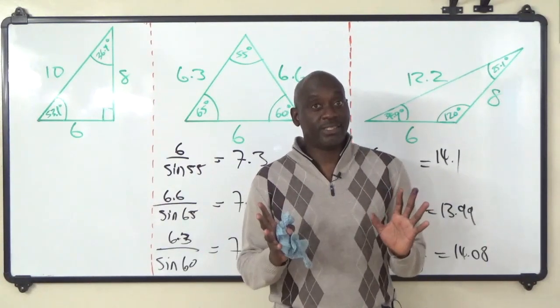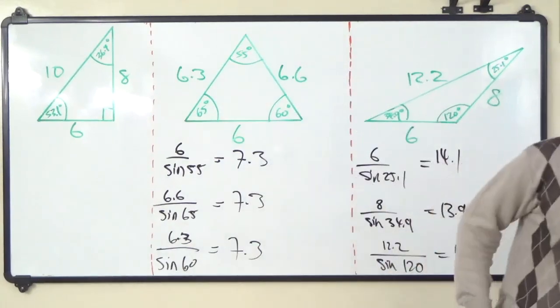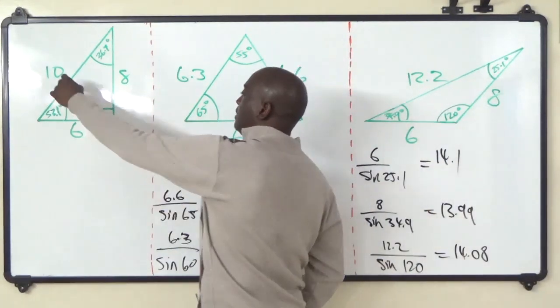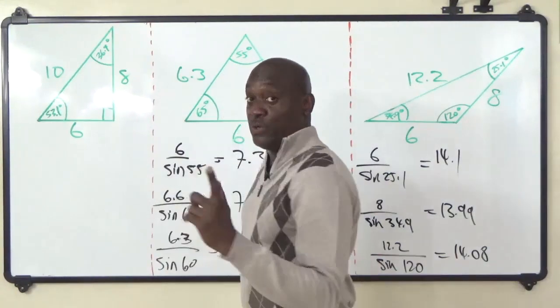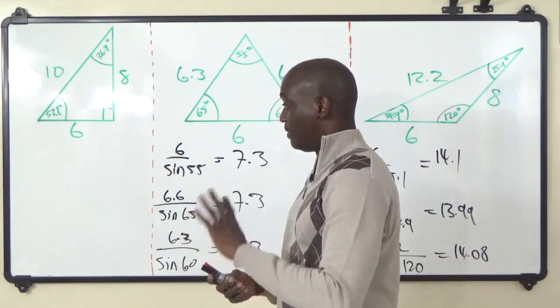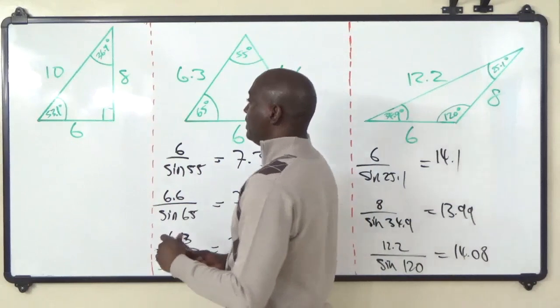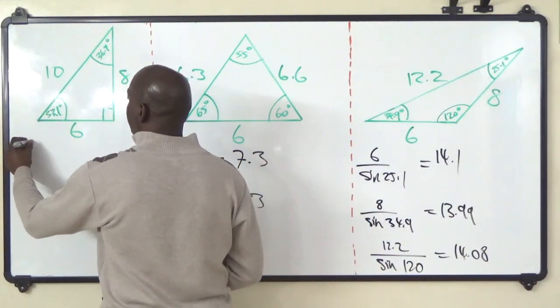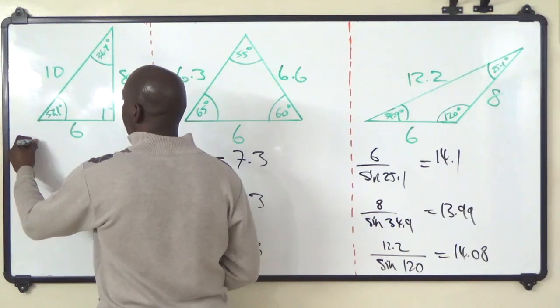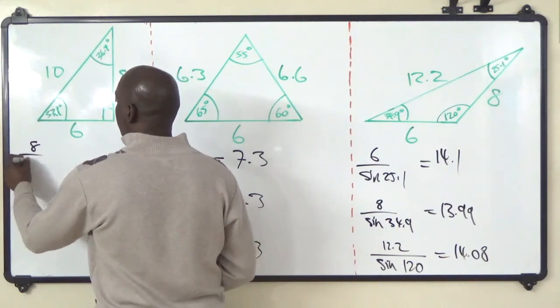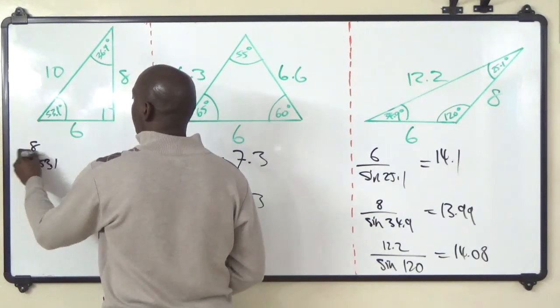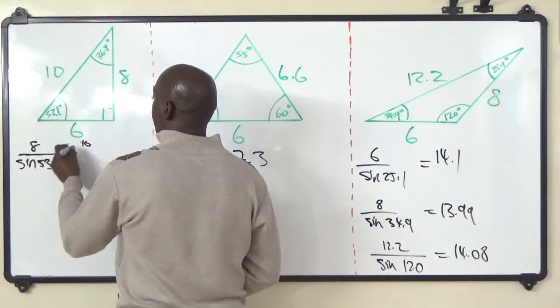That makes all the difference in the world. So let us say, for example, we know from the sine rule, and I'm going to express it a little differently now, that 8 over sine 53.1 is equal to 10.